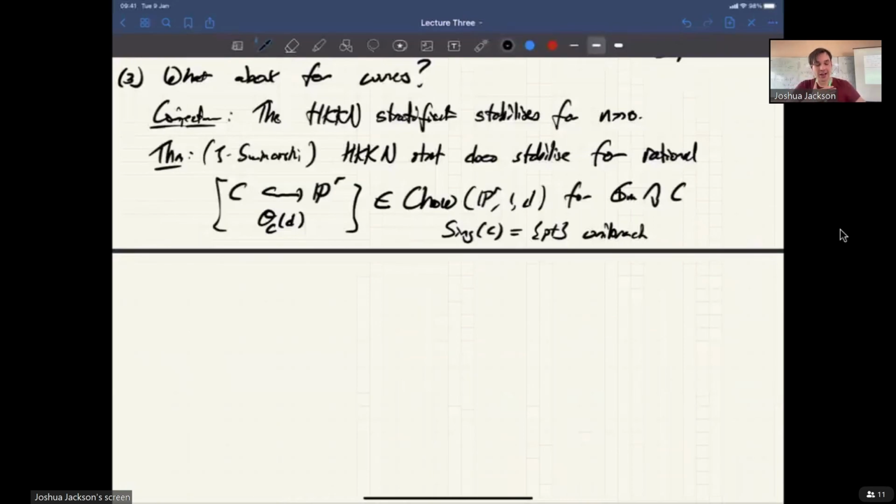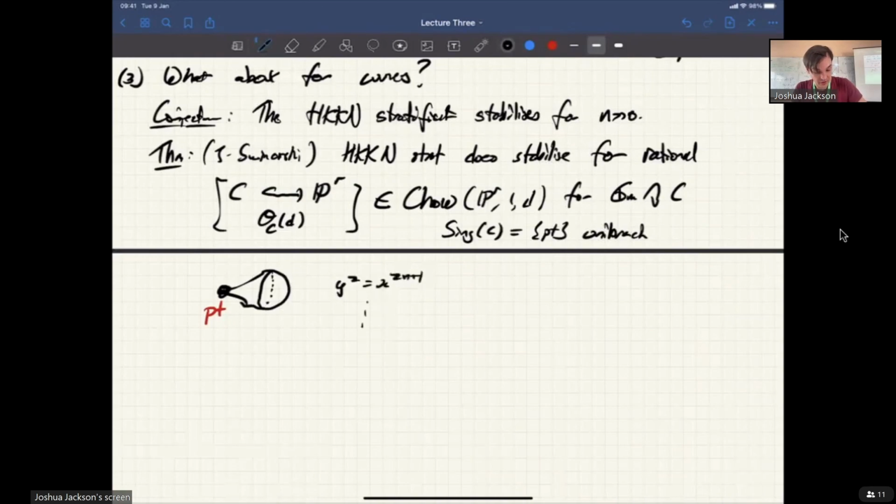So these curves are going to look like, let me try and draw a picture. They sort of look like this, and this is the point. This is the singular point here. So it might look like y squared equals x to the 2n plus 1, or there's lots of different things it could look like. But the point is, you're only allowed to have one singularity, and that singularity has to be unibranch. So in particular, you can't have the curve intersecting with itself. So this is for rational curves.